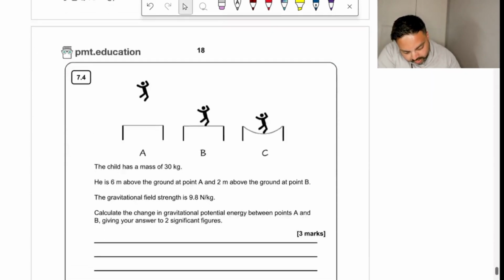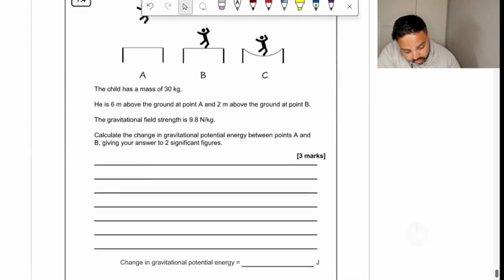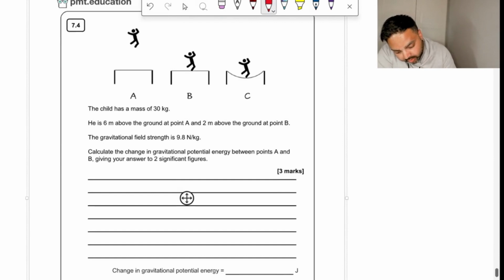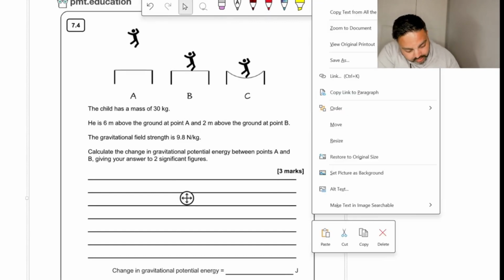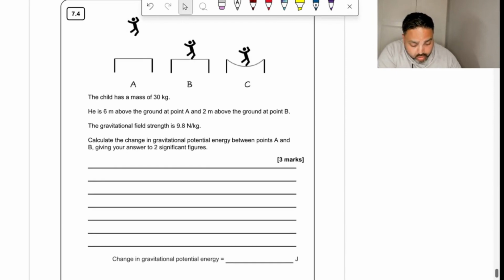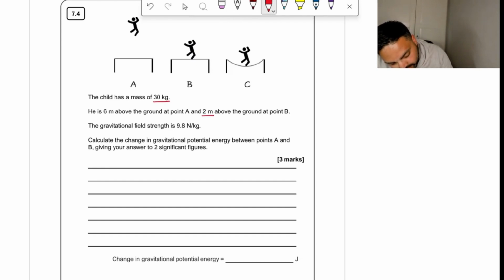Next question. This is the last question then, boys and girls. A child has a mass of 30 kilograms. Now, with physics, especially on a higher paper, you're going to get to a point where you have really long mathematical equations. This one isn't too bad, but you will have ones that are slightly longer. The easiest thing I can suggest is underline your numbers as you go through.